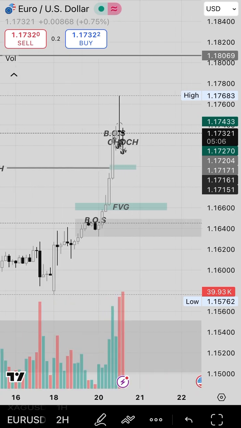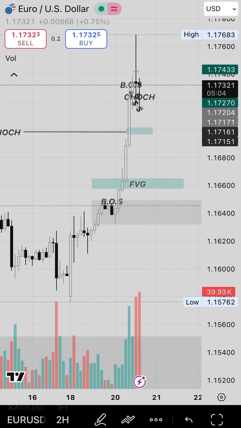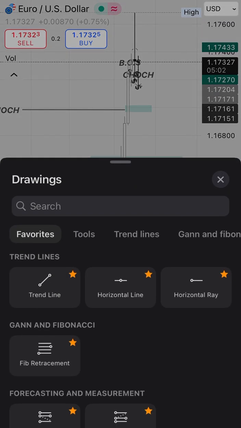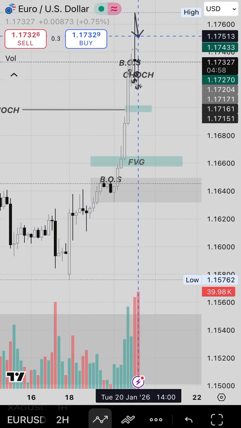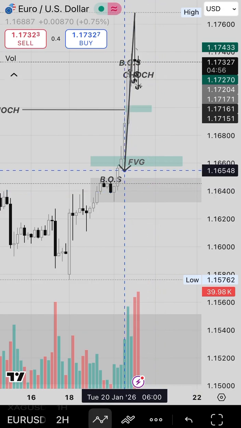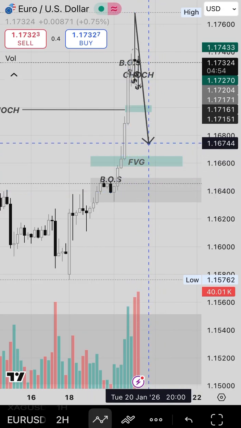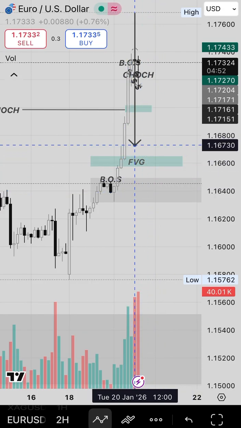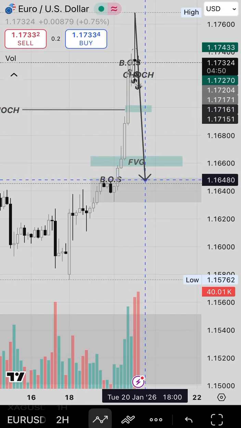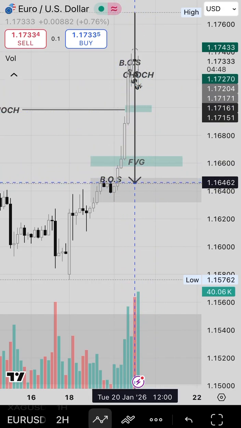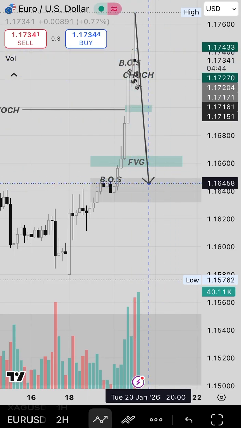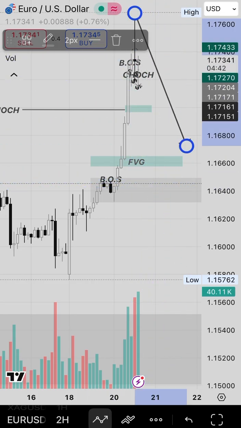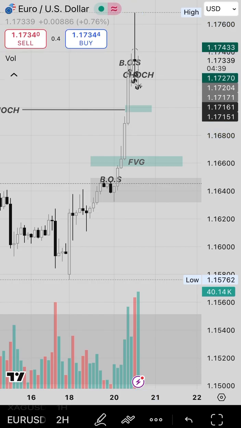So now, market broke structure to the upside. Now we are expecting the market to drop down from here to here. This is a fair value gap. So definitely, market is going to come down to this point of interest here before we make our entry for a long buy.